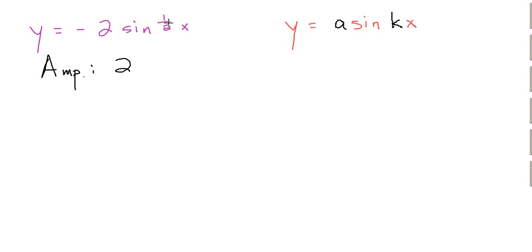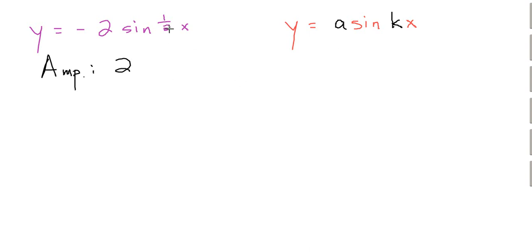This value is the coefficient for the input, the x. Again, the -2 is the coefficient for the whole function. The whole function is f of x, and f of x is y, the output. This 1/2 is the coefficient for the x, the input. That has a role to play in figuring out the period, which is how long a single cycle of your sine curve is going to stretch along the x-axis.